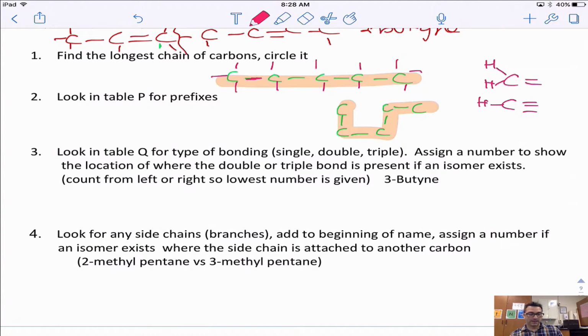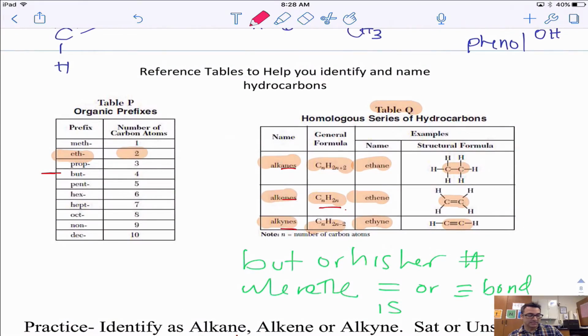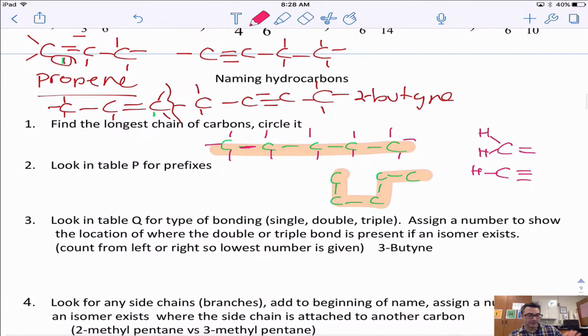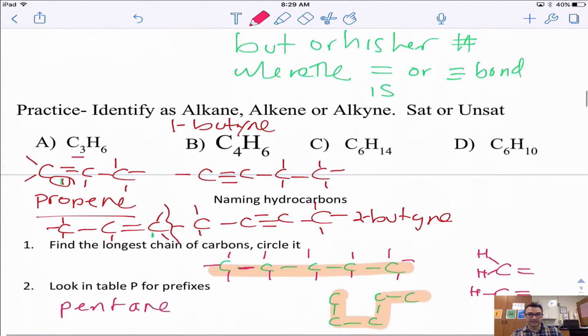So now I have my 5 carbons in a row, 1, 2, 3, 4, 5. I go to table P for the prefixes, and I see that it is pent, and they're all single bonds. So this example would be pentane. Now, if you're not sure about what the ending is, you can always look in table Q and figure it out. So when I go through and I look, I say, all right, here, they're all single bonds. It's going to end with ane. This is going to be pentane.